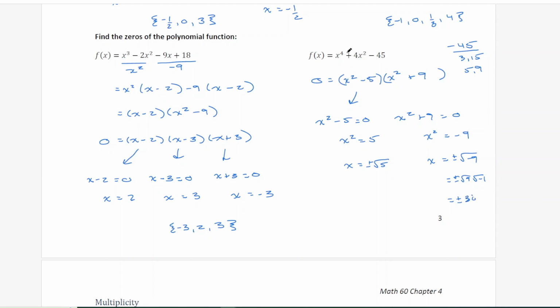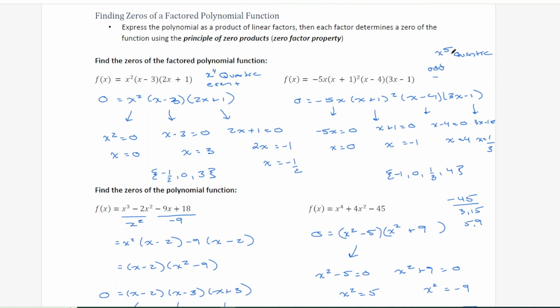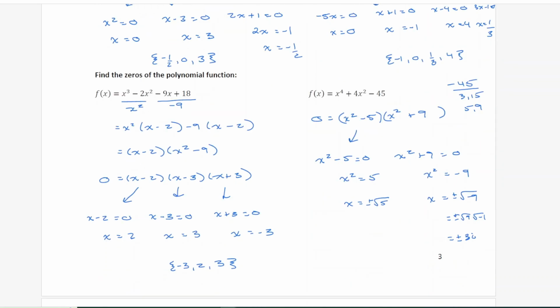So this was a quartic function, and it had 4 x-intercepts that were all distinct. This one was a cubic function. It had 3 x-intercepts, but don't be stuck on that. This one was a quintic function, and it had 4 x-intercepts because one of your x-intercepts appeared more than once. Which leads us into a really great discussion on multiplicity.